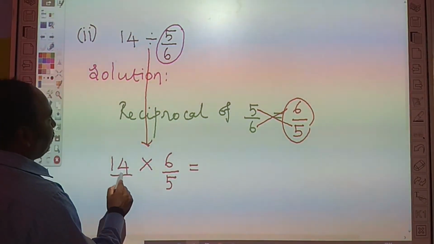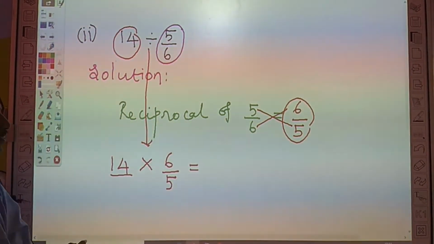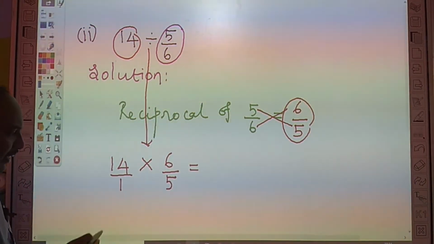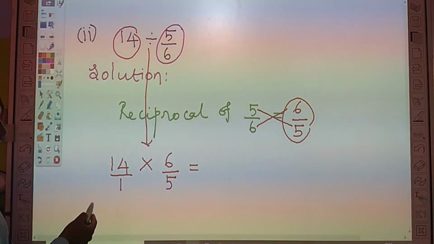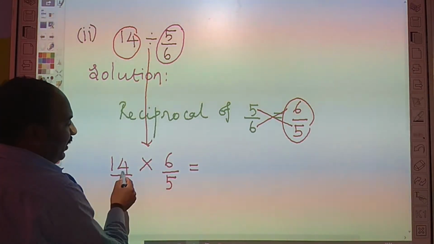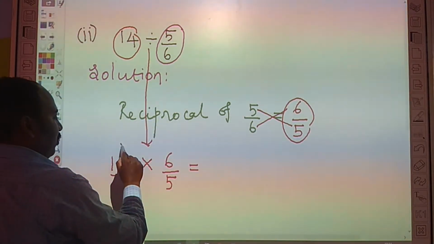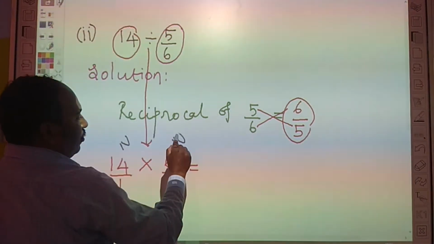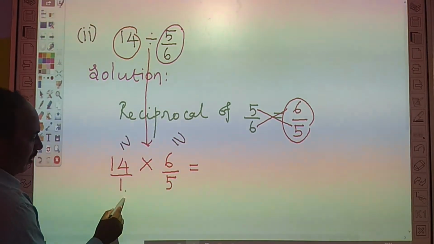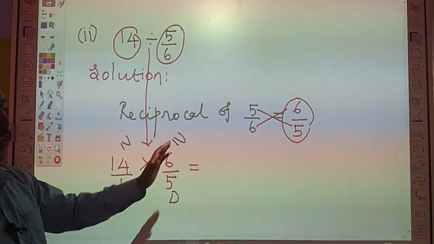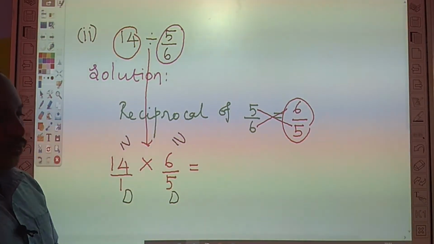Here 14 having, it is a whole number. We take 14 divided by 1. For our convenience, 14 into 6. Next we multiply numerator into numerator and denominator into denominator.